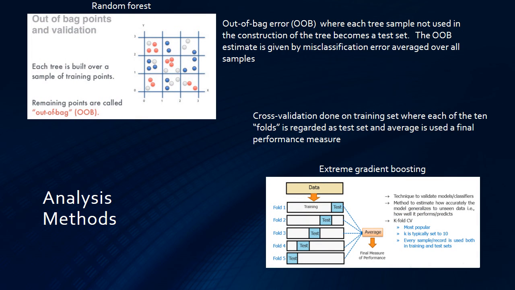As you can see, the out-of-bag error is where each tree sample not used in the construction of the tree becomes somewhat like a test set. This out-of-bag estimate is given by misclassification error averaged over all samples. Tenfold cross-validation, however, is where each of the tenfolds is regarded as a separate test set and the average is used as the final performance measure.